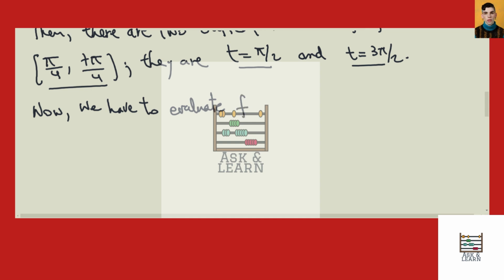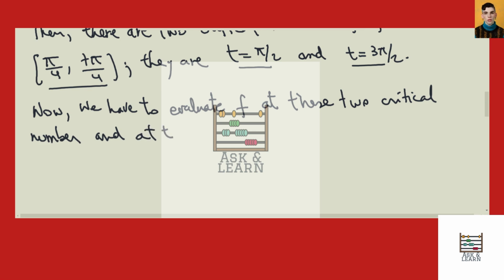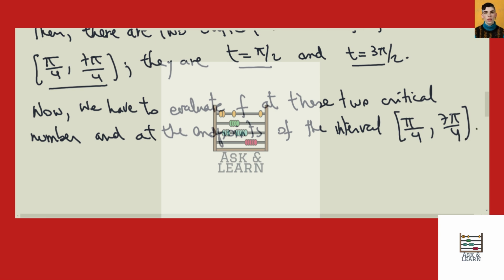We have to evaluate f at these two critical numbers and at the endpoints of the interval, pi fourth and 7 pi fourth. That is, we evaluate the function at pi fourth and at 7 pi fourth. And between those four values will be the extreme values of the function.